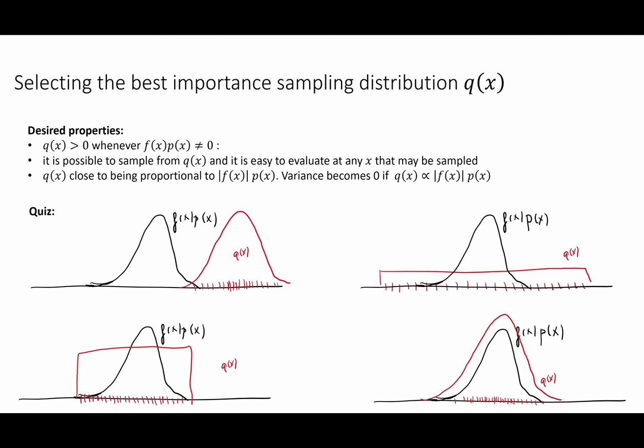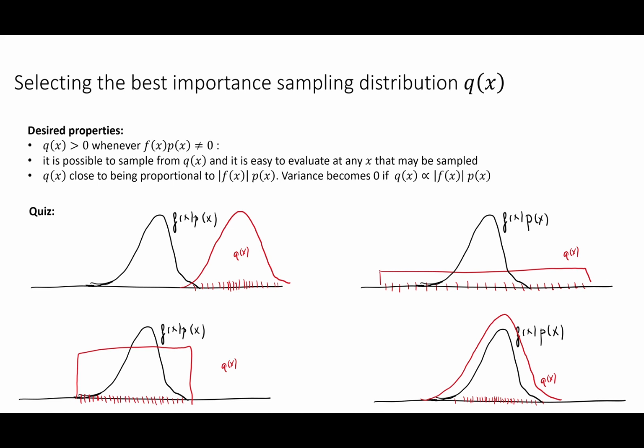All right, so now a quiz, and you can pause the video if you want. But basically, the quiz is, which of these 4 options of q of x, this red part of the pictures, is the best? What is the best sampling distribution? And maybe now pause the video, think about it, and we will get to it. So let's get to it.